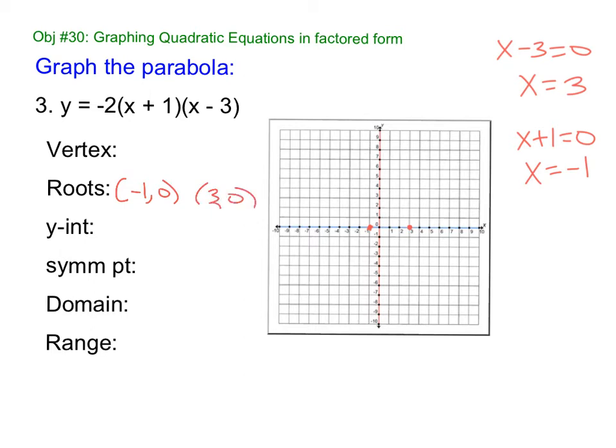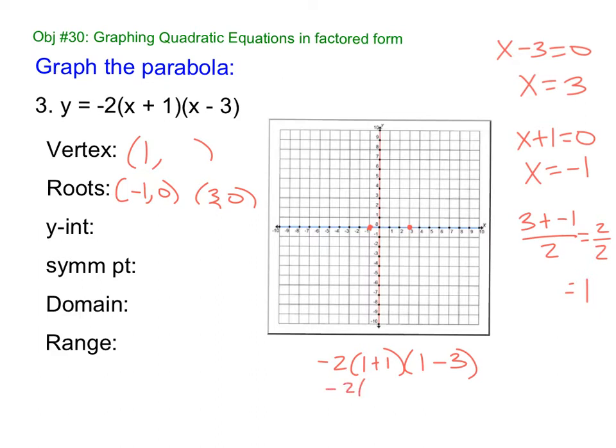And then what's the middle of 3 and negative 1? 3 plus negative 1 divided by 2. A lot of these are 1. That's interesting. So my vertex is 1. Now I'm going to plug in 1 to get my y value. So my equation is negative 2 times 1 plus 1 times 1 minus 3. Now you can, feel free, just put that in the calculator. I'm going to simplify it since I don't have a calculator on me. So we get 8.